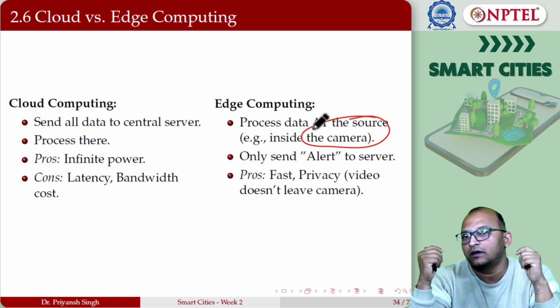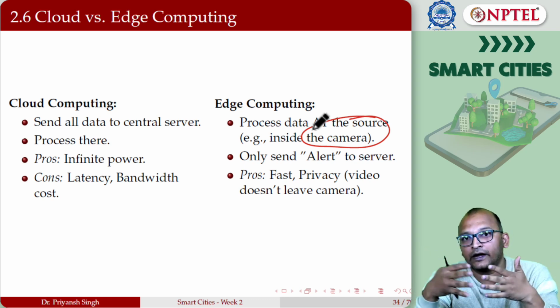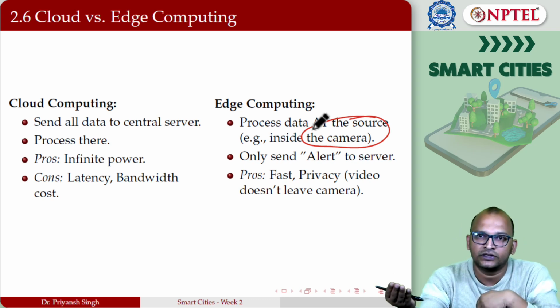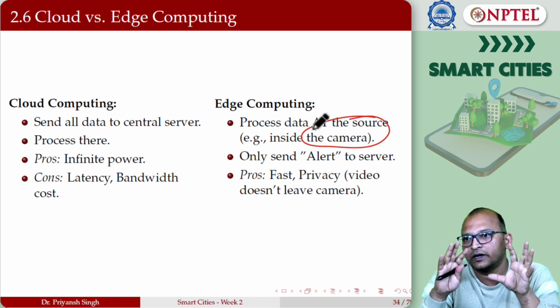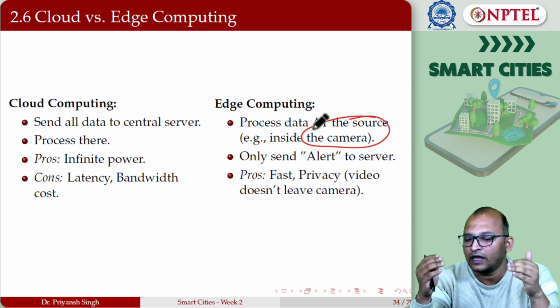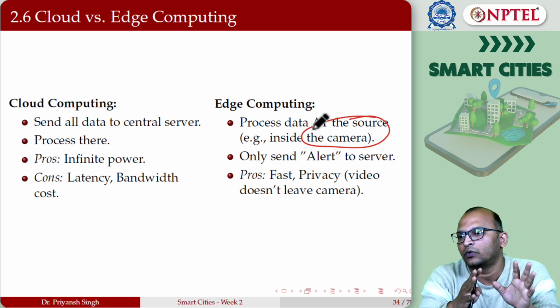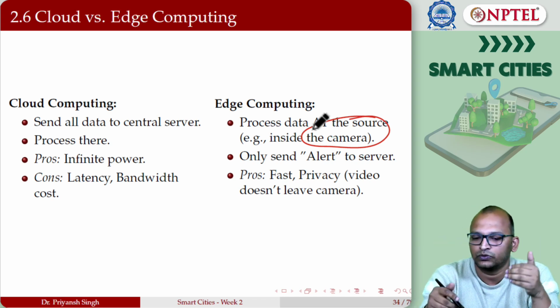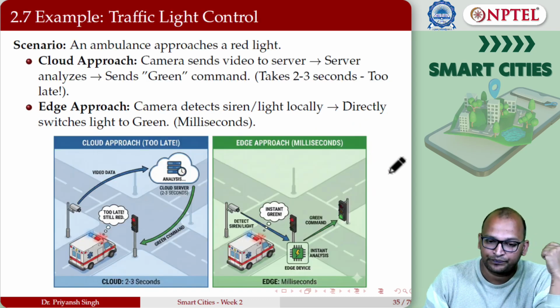The privacy is also very prominent compared to cloud computing because the actual data is not communicated through the server. That is why there will be the utmost amount of privacy. Like, video will stay inside the camera only; it will not leave the camera. So there is always a higher amount of privacy in edge computing.